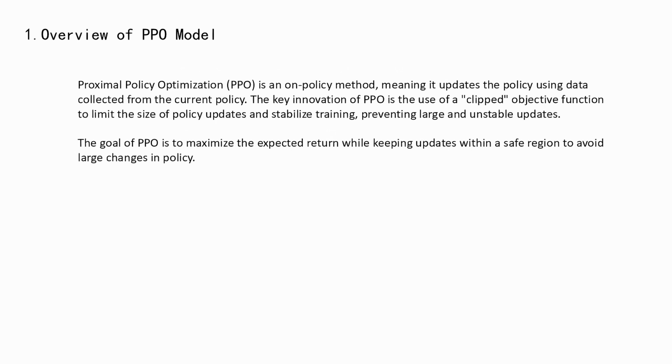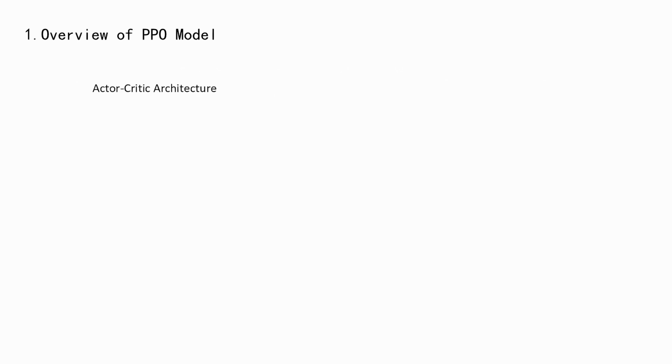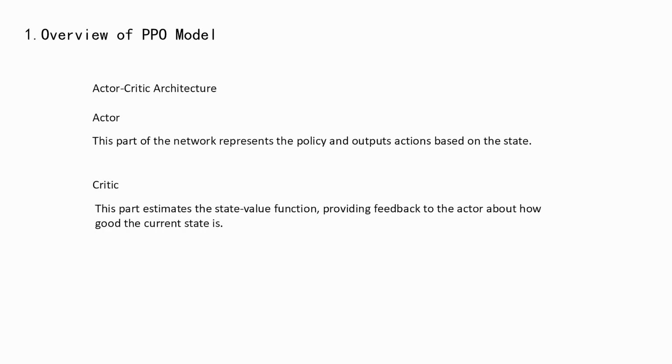The goal of PPO is to maximize the expected return while keeping updates within a safe region to avoid large changes in policy. Actor-Critic Architecture. PPO uses a neural network with two components. Actor: this part of the network represents the policy and outputs actions based on the state. Critic: this part estimates the state value function, providing feedback to the actor about how good the current state is.